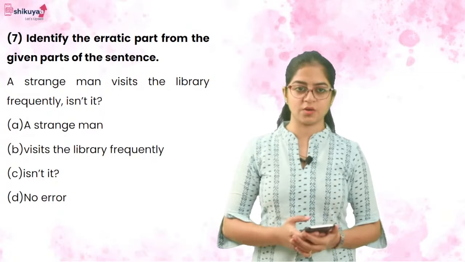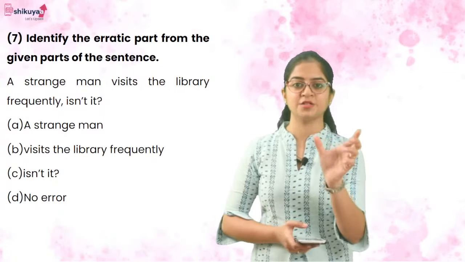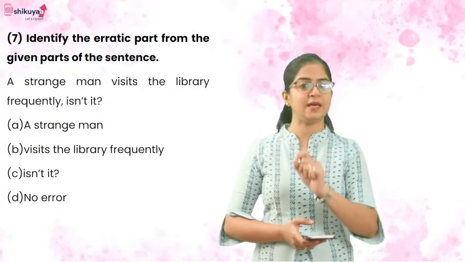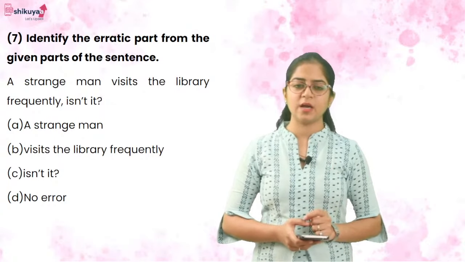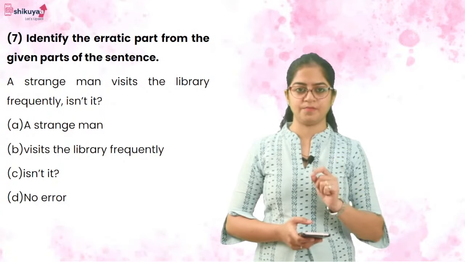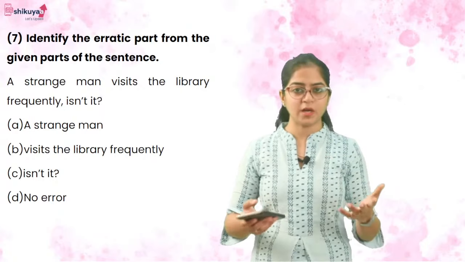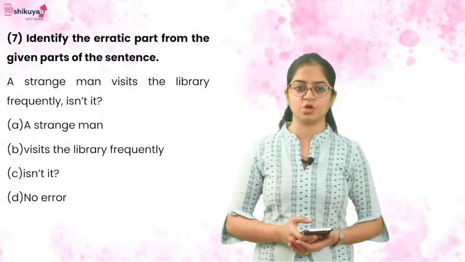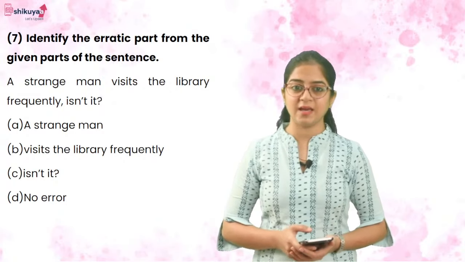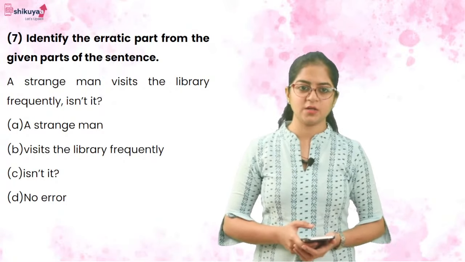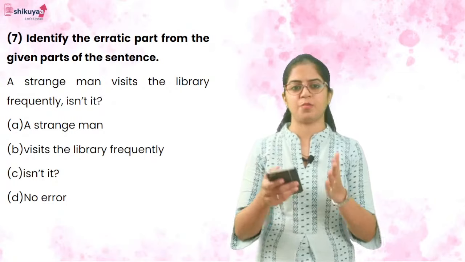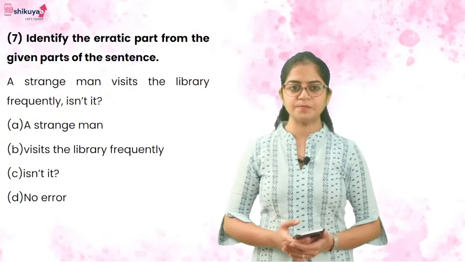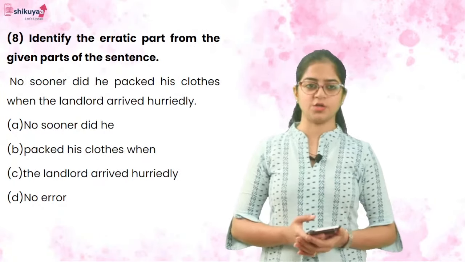Not, of course, right? A strange man, a man is used, so definitely we want he as the pronoun, right? And a strange man. Okay, so what would be the helping verb here? Instead of isn't, there should be doesn't he. Alright, so again the error lies in part C, right? Let us have the next question.